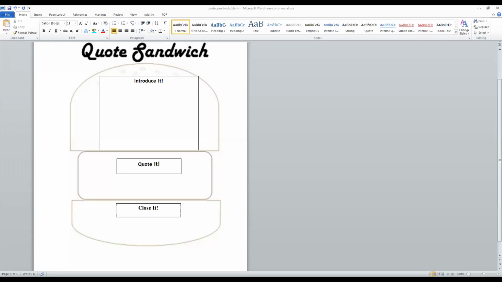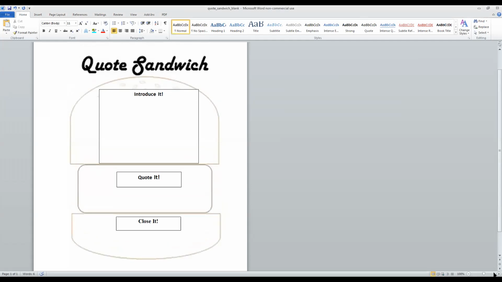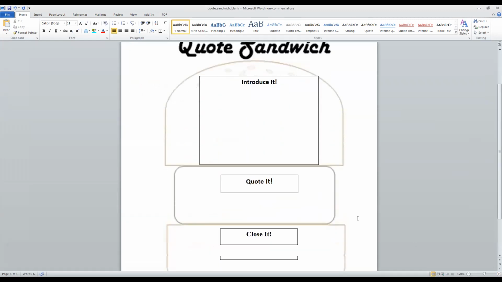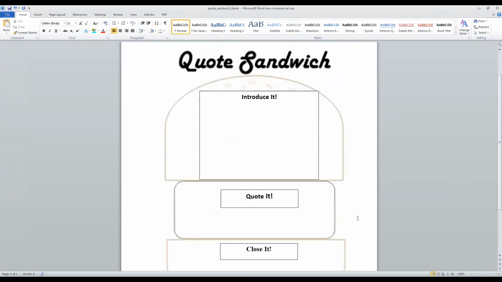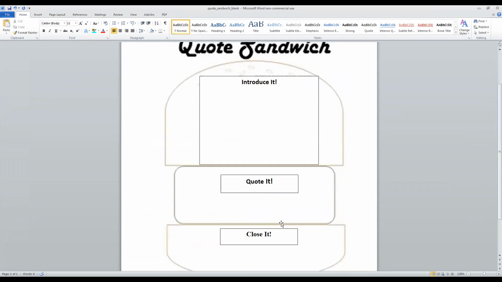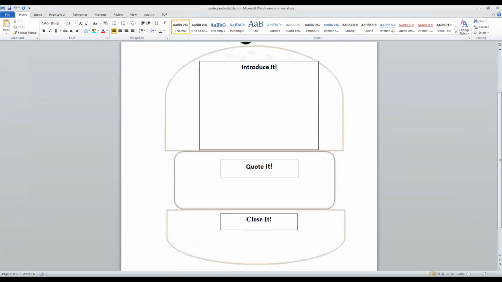So next, we're going to introduce something that's a little silly, which is the quotation sandwich. Okay. Now the quotation sandwich, as this burger looking example suggests, is a method that you can use to practice quotations with. And there are three basic elements to a quote sandwich, which is to introduce it, to quote it, and to close it. But I want to give you a better example of what you may want to look at.